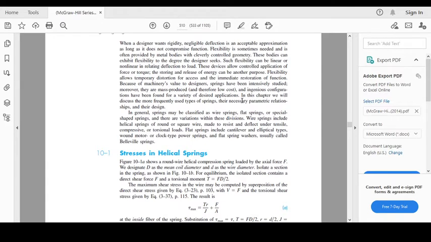When a designer wants rigidity, negligible deflection is an acceptable approximation as long as it does not compromise function. Okay, flexibility is sometimes needed and often provided by metal bodies with carefully controlled geometry. This body can exhibit flexibility to the degree the designer seeks. Such flexibility can be linear or non-linear in relating deflection to load. This device allows controlled application of force or torque, or storing and release of energy for another purpose. Flexibility allows temporary distortion for access and immediate recovery of function.